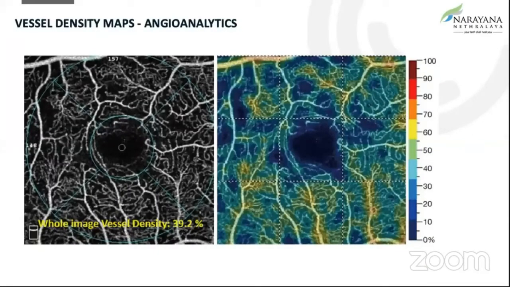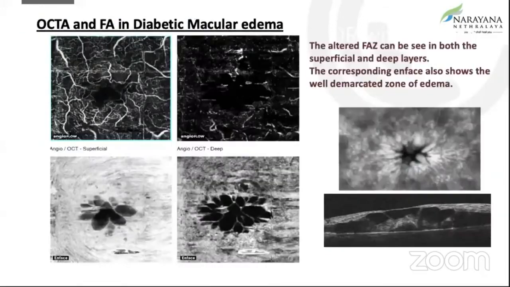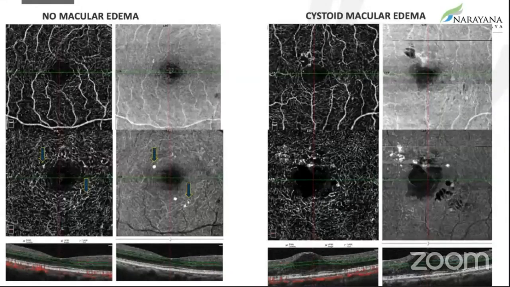These are vascular density maps like I showed you before, and you're able to see the whole image vessel density, or if you want to see it quadrant wise or sector wise, that is also possible. Now coming a little bit into the OCT en face image, that also shows us a lot of detail, and it's very well comparable to a dye-based angiography where we see that pattern in cystoid macular edema so beautifully. It can be seen both in the superficial and the deep layers, and the corresponding en face also shows the edema. Now comparing no macular edema with cystoid macular edema, we're able to see the manifestation across the different layers and in the en face as well, as against a normal-looking FAZ with no edema.